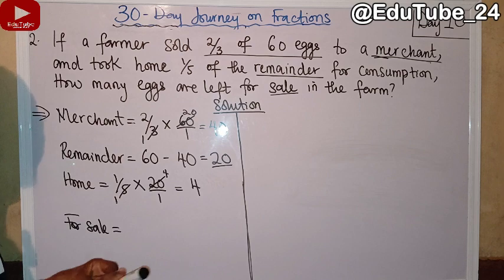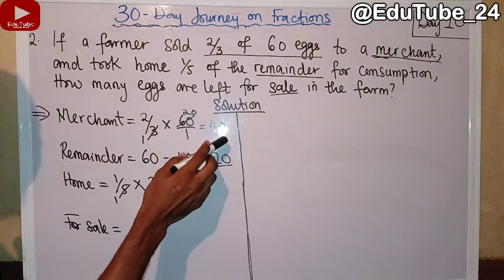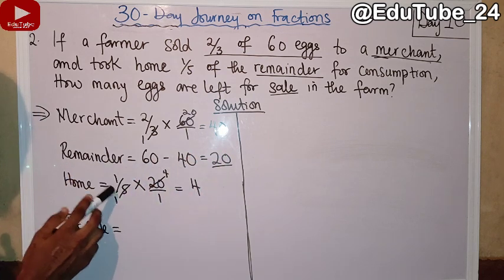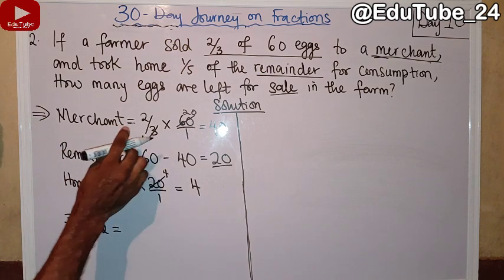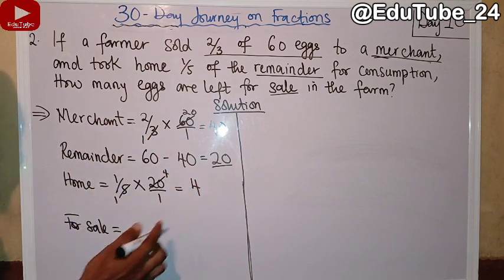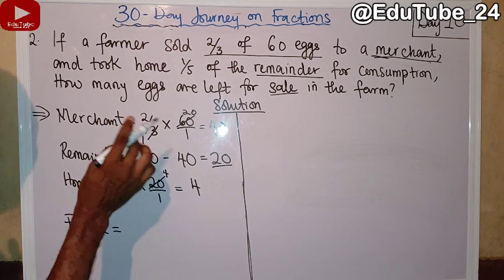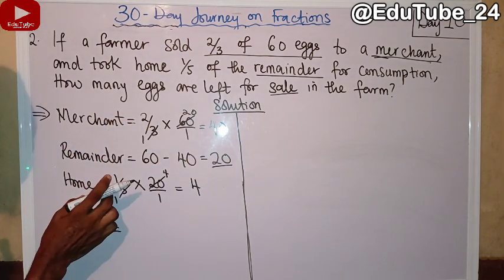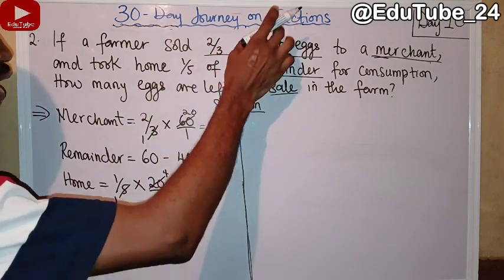Since 40 were sold to the merchant, 20 eggs were remaining, and then 1/5 of those was taken home, which is 4. So to know the number of eggs left for sale, we're just going to add the number of eggs that was sold to the merchant, which is 40, and the number of eggs that was taken home, and then take it away from the initial entire eggs, which is 60.